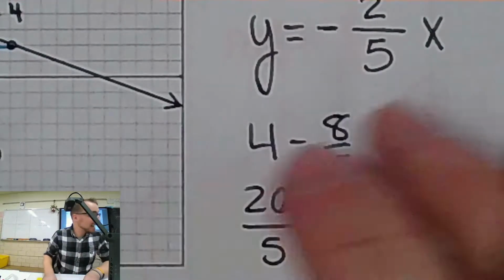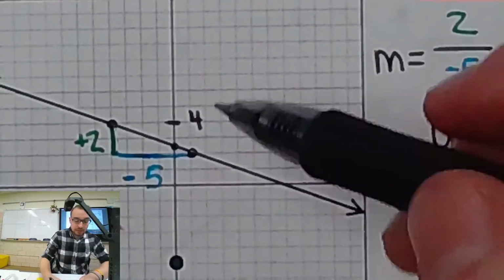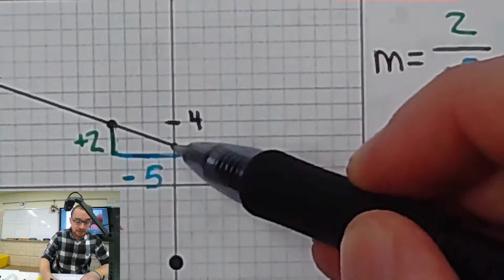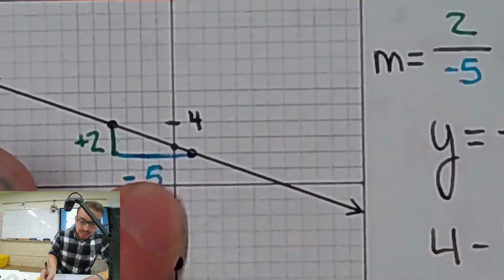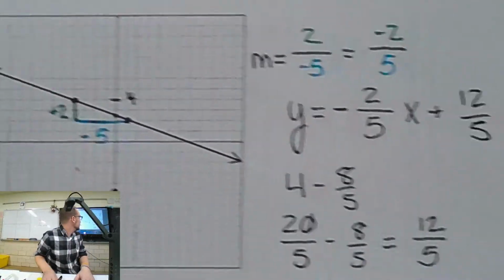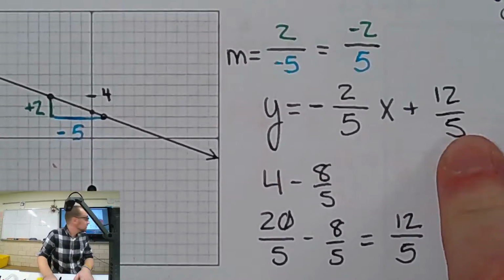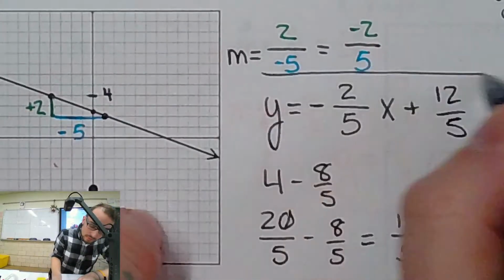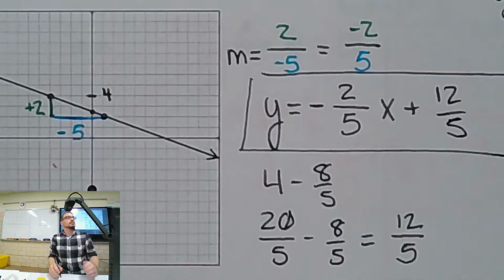So the height that we are now at: we started at 4 and we walked down 8 fifths. We're now at 12 fifths. That's what that dot is. So our y-intercept is 12 fifths. Negative 2 fifths, oh, plus. That was our slope.